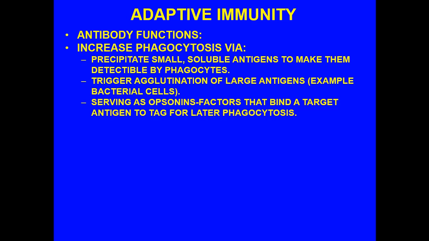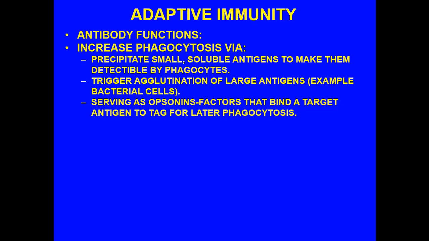You see, what happens is that the antibodies will go after even smaller antigens. That makes them much more detectable by phagocytes. Phagocytes see antibodies with bound structures. Doesn't matter how big or small they are, the phagocytes will attempt to grab onto them. Also, antibodies will trigger agglutination of large antigens, for example, bacteria cells.